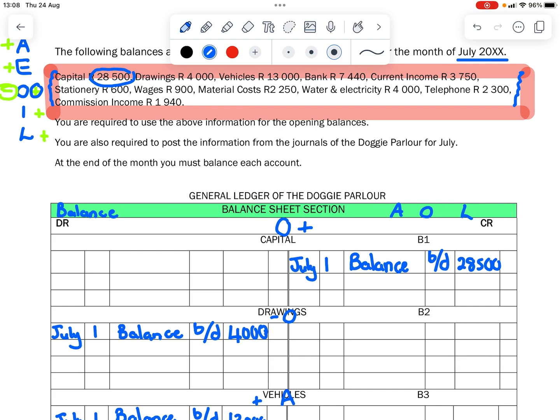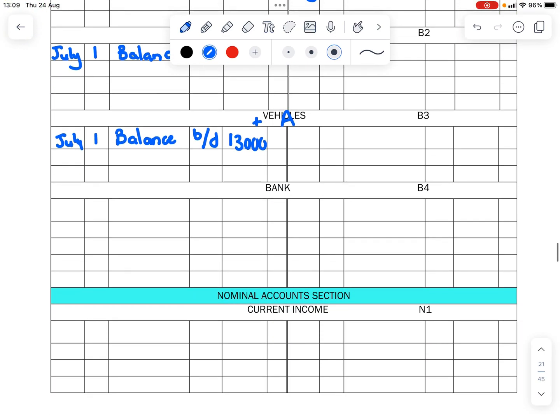We then move to bank, our final asset. Our opening balance that they give us for bank was 7,440. Now remember, bank is an asset, so on July the 1st, we've got our balance brought down. And this is 7,440. That means that we've got 7,440 Rand in our bank account. That is our bank balance currently.